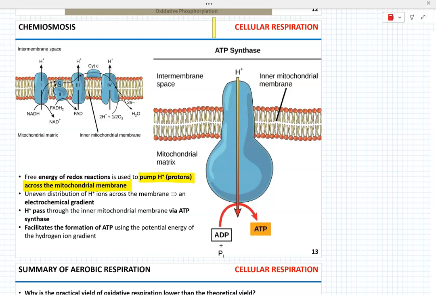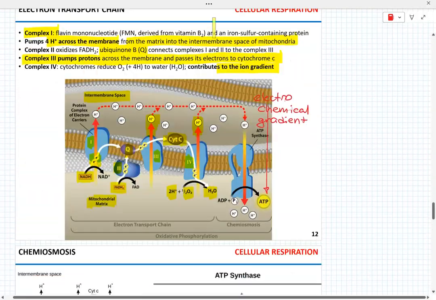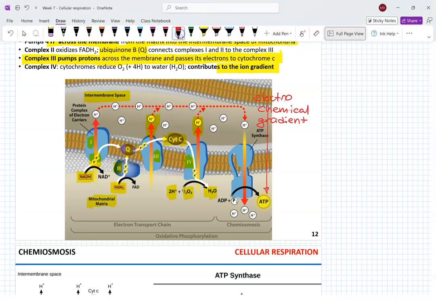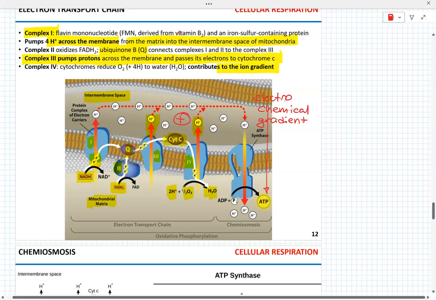In other words, proteins of the electron transport chain oxidize both NADH and FADH2, or are reduced by both NADH and FADH2. This uneven distribution of hydrogen ions, as I mentioned before, is known as an electrochemical gradient, a gradient of both the concentration of hydrogen ions and the charge. The accumulation of positively charged hydrogen ions makes the intermembrane space more positive, while the matrix becomes more negative.